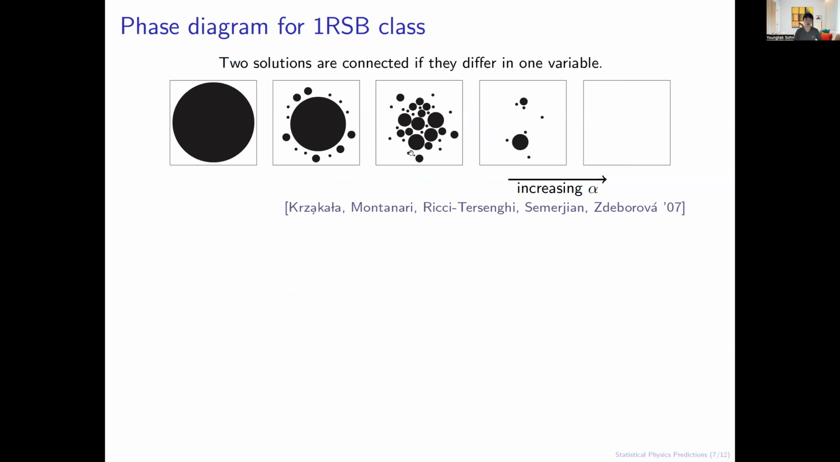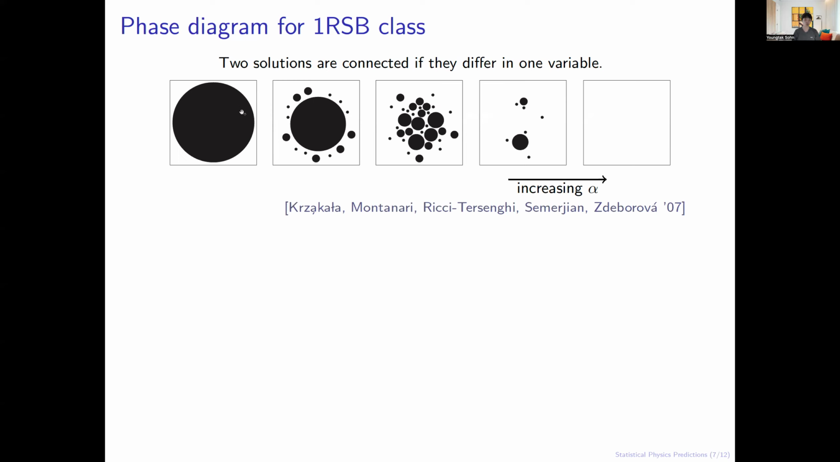And what does this 1RSB class mean? This is the conjectured phase diagram from Krzakala et al. in 2007. In this picture, from left to right, we are increasing alpha, so we are increasing the number of constraints. So there are fewer and fewer solutions. And each box represents the geometry of the solutions, where you look at the solution space at a given alpha.